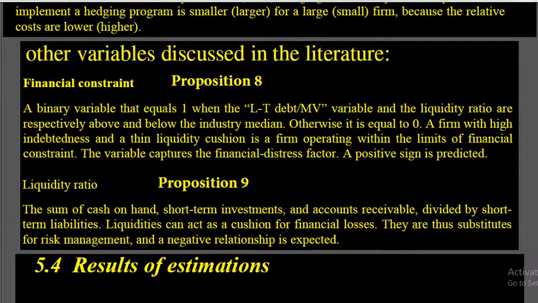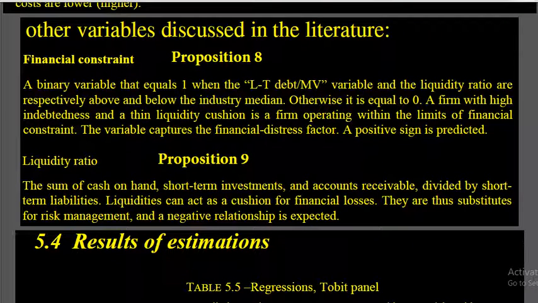Now, another variable discussed in the literature is financial constraint, which is proposition 8: firms with tight financial constraints have a greater need to hedge from price declines to be able to pay their debt and satisfy their other financial needs. So proposition 8 is financial constraint.